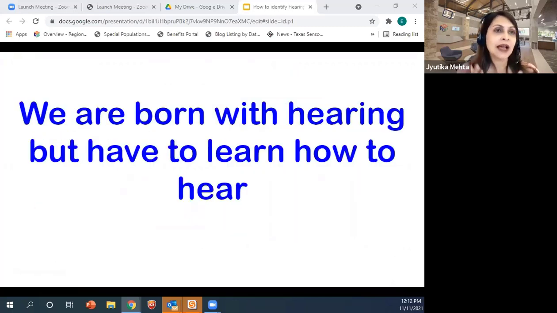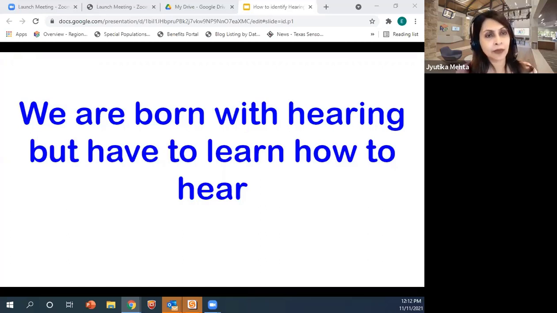So this is something I talk to the parents about all the time. We are born with hearing, but we have to learn how to hear. We don't hear with the ears, we hear with our brains. Our ears are simply a conduit to take the sound from the environment into our brain, and the brain makes sense of the sound that we perceive.